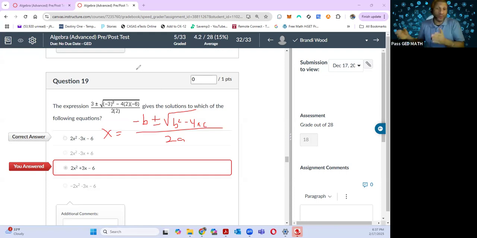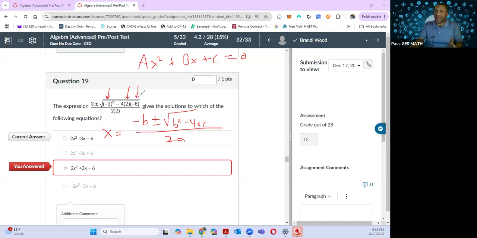Go back to what you know. If you know this is the quadratic formula, start with a quadratic equation: AX squared plus BX plus C equals 0. A is the coefficient of my X squared. B is the coefficient of my X. C is my last constant. So here, they're giving you A, B, and C. My B is right there, -3. My A is right there. My C is right there.